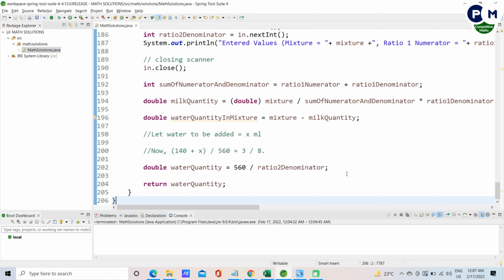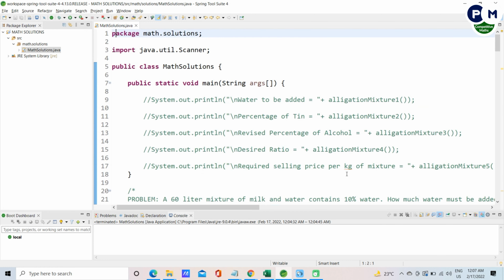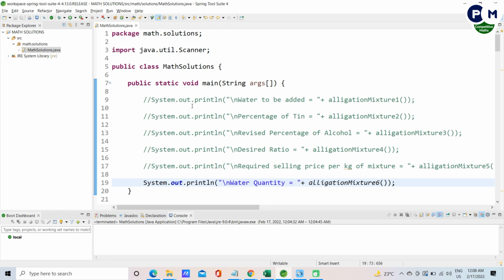Here, I am printing the water quantity by calling the alligationMixture method. Execute the code by right-clicking on the Java class. Here is the result on the console.